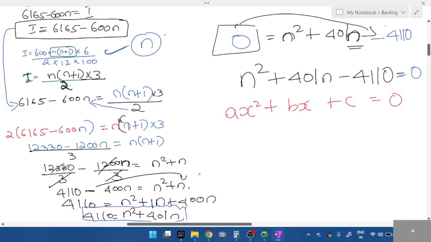Don't write, listen. First convert it like this: n square plus 401n minus 4110 is equal to 0. And how will you write this? The degree 2 should be first, then degree 1, after that the constant. See, we have to compare this. This we call the general quadratic equation. It is the concept for quadratic equation.